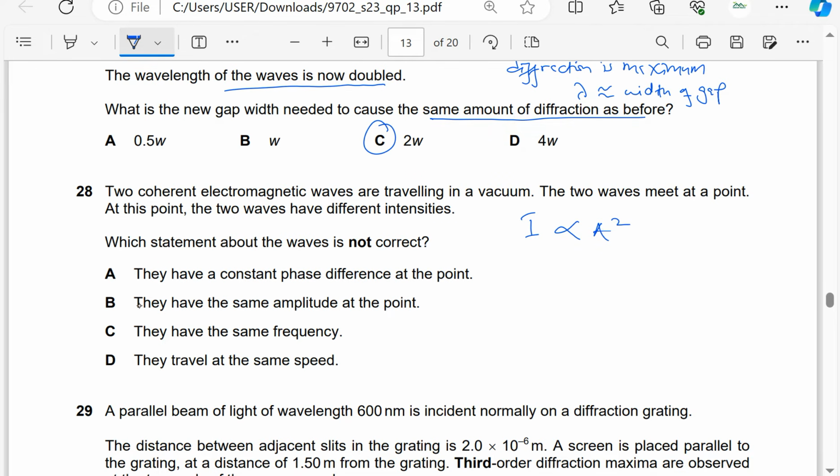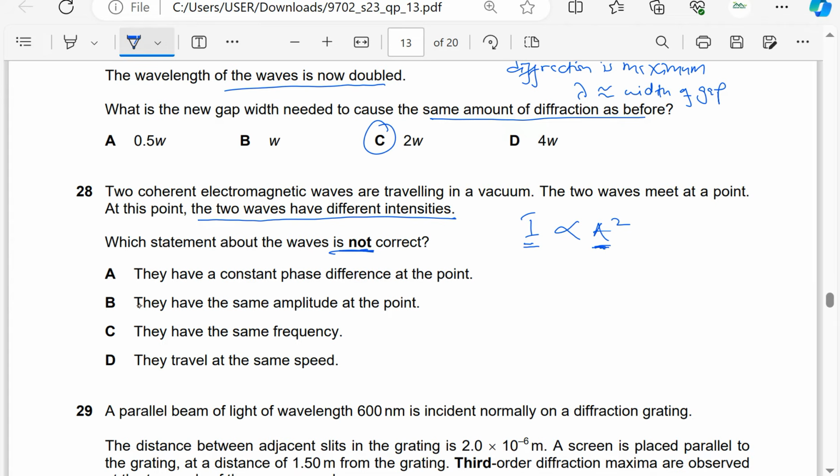So two coherent electromagnetic waves are traveling in a vacuum. The two waves meet at a point. At this point, the two waves have different intensities. If they have different intensities, it means they have different amplitudes because intensity is directly proportional to amplitude squared. The two waves have different intensities, so they should be having different amplitudes. Which statement about the waves is not correct?